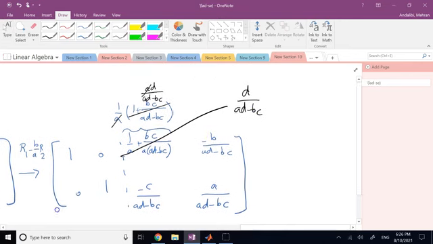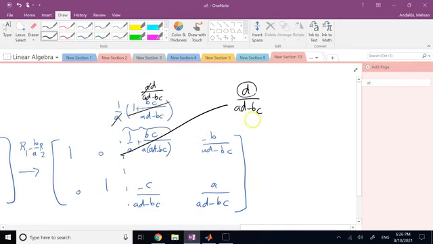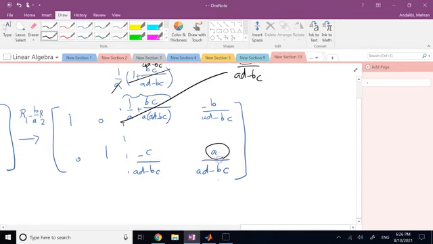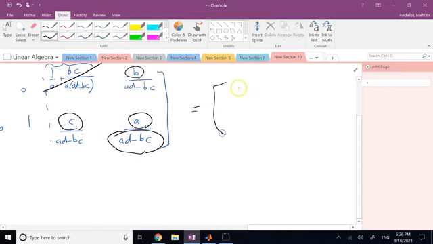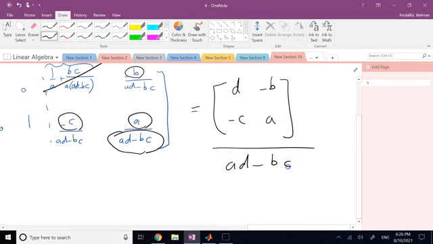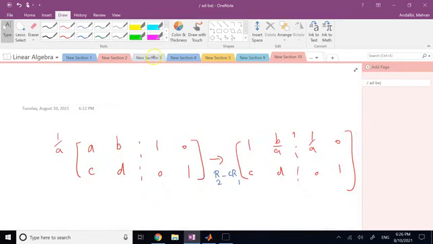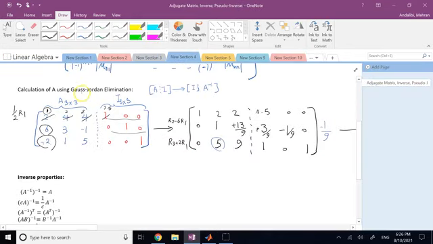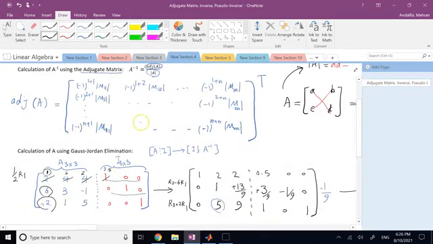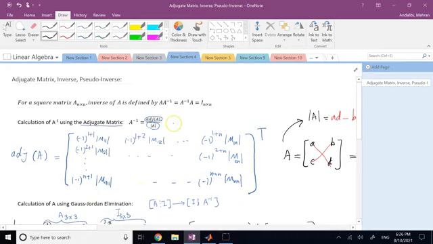And now if you look at the 1, 1 element, that's D over determinant, the 2, 2 is A over determinant, and then the diagonals are negative B and negative C. So you exactly will get what we talked about, right? This one, this whole thing divided by the determinant. And that is exactly the inverse of A as we talked about. Okay, so hopefully you learn how to do the Gauss-Jordan elimination and get inverse of A without calculating adjugate.